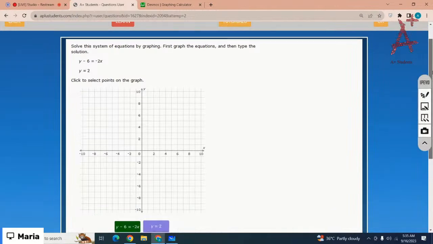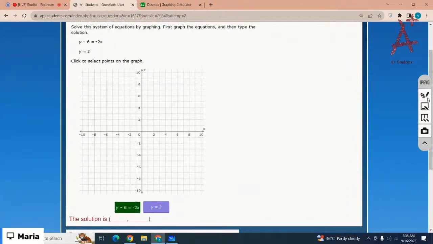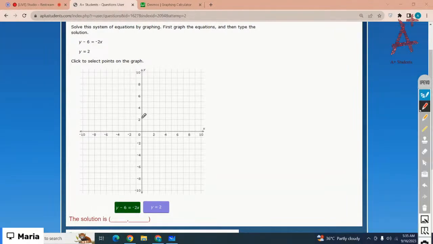So let's just see. You have to find a solution through graphing. Let's just graph this equation, right? Y equals 2. Here is the line for y equals 2, right?